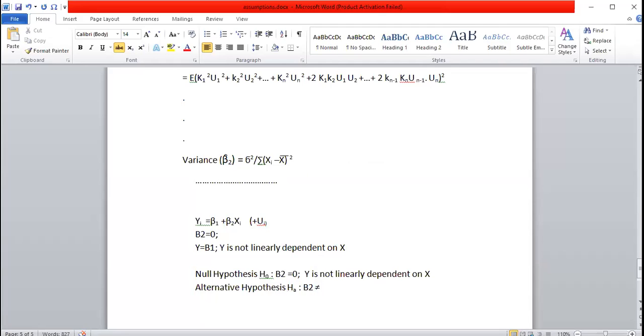Okay, who asked what is null hypothesis? Somebody asked, what is a null and what is an alternative hypothesis? Okay, let me try to explain. What does it mean?